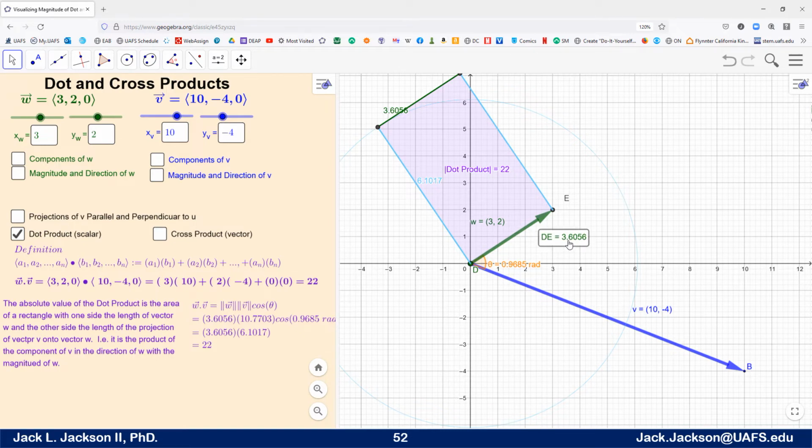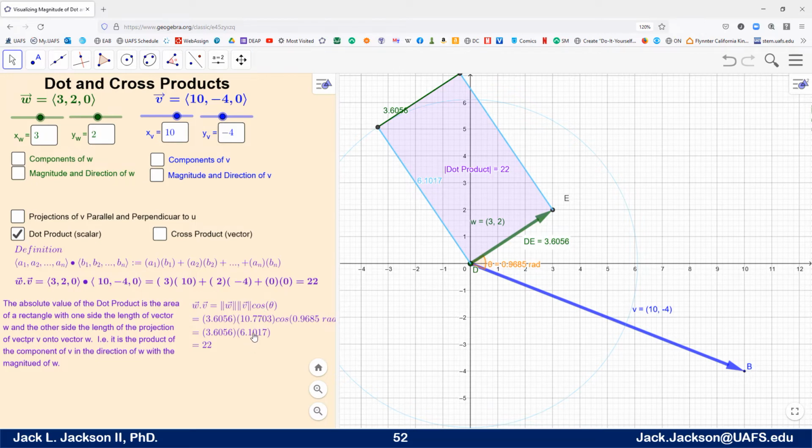There's the norm of W, that distance across here. And there's the norm of V. So notice those two numbers are the same as these two numbers. And then the angle between is approximately 0.9685 radians. So we do the cosine of that angle, multiply by those two norms, and we get the answer. I actually did these two. I did the norm of V times cosine of the angle and did that, 6.1.